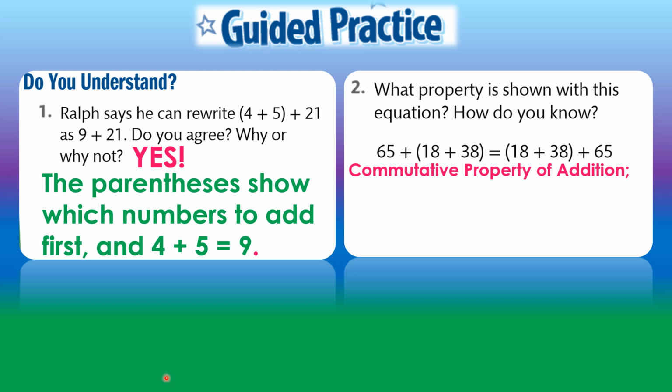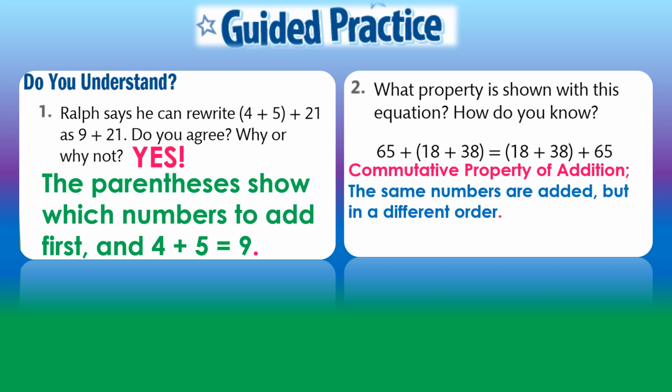Okay. Commutative. Sometimes we get that mixed up with associative, but we can see that they've grouped these the same. But what's in a different order here? 65 comes first on this side of the equation, and it comes last on this side. But they balance because our addends are still all the same. 65 plus 18 plus 38 equals 18 plus 38 plus 65. Yeah, the same numbers are added, but in a different order.